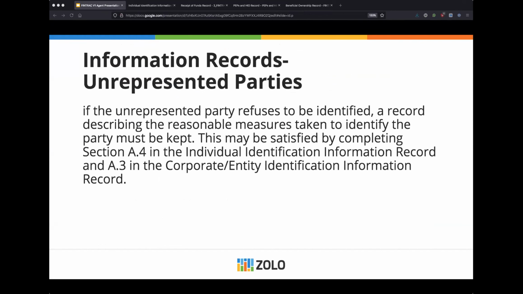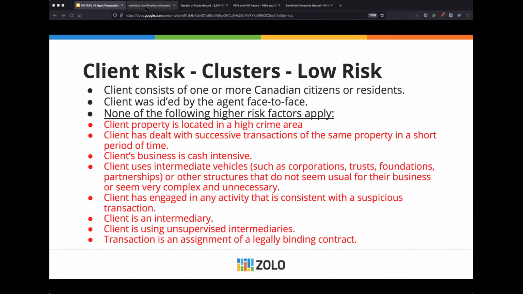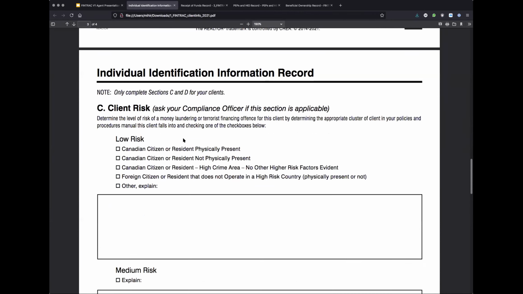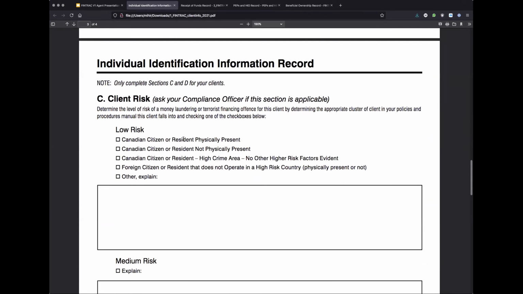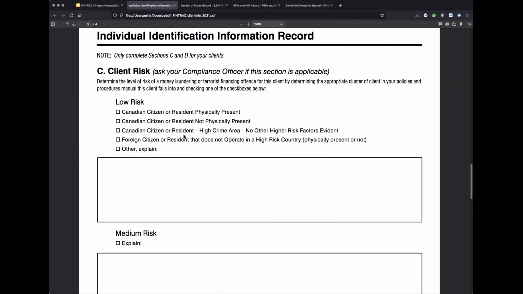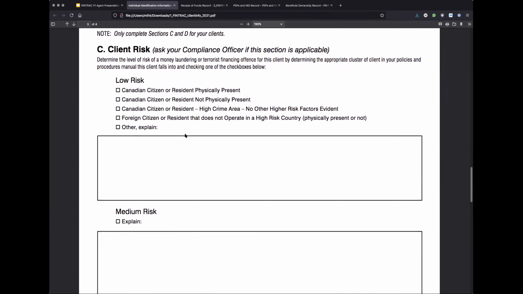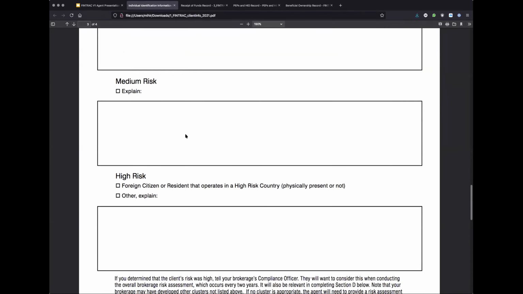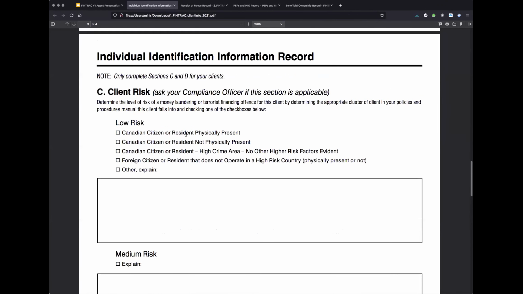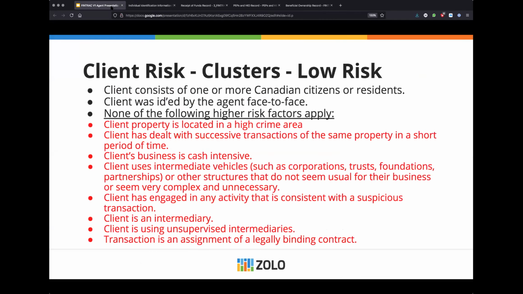So we discussed unrepresented individuals. The next section here is client risk. As you scroll down through the individual identification record, section C is labeled as client risk. Client risk is broken down into 3 sections: low risk, medium risk, and high risk. The designation of all of these risks is broken down into clusters. These clusters mean that clients must meet these requirements to qualify as low risk.